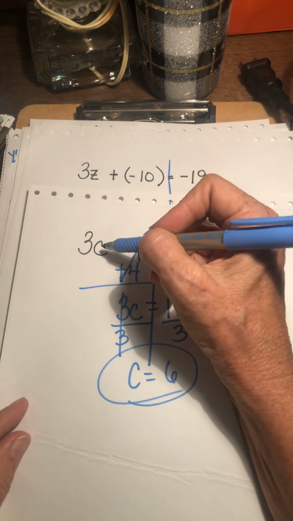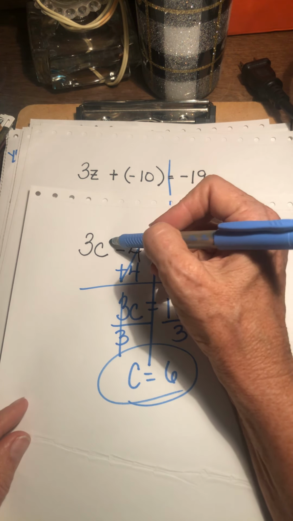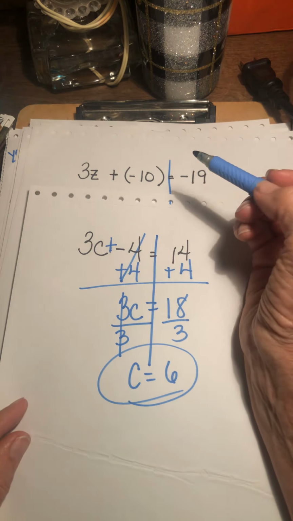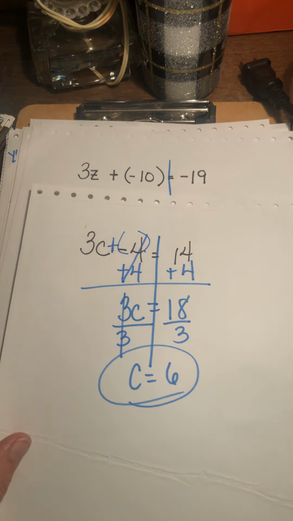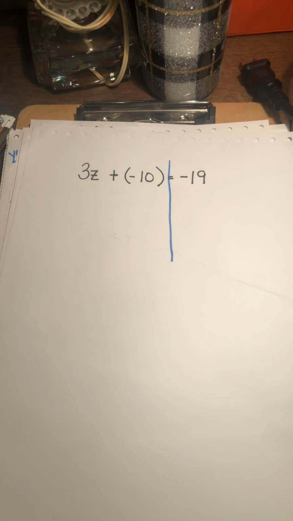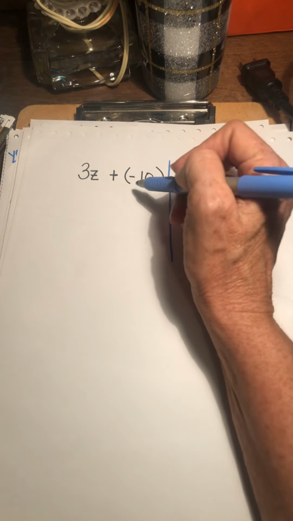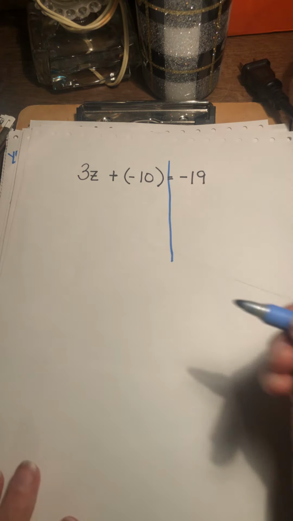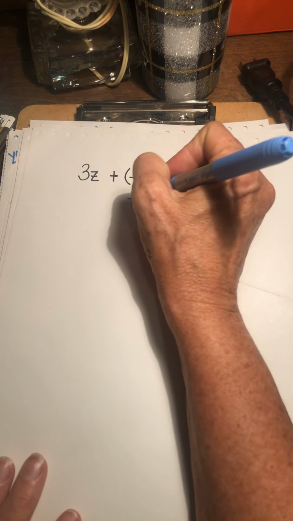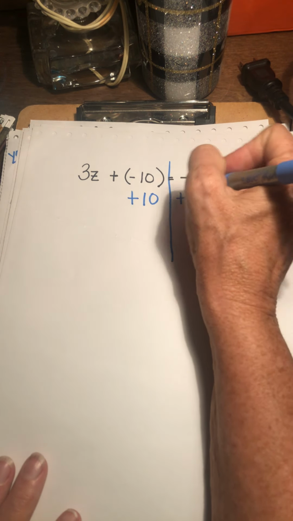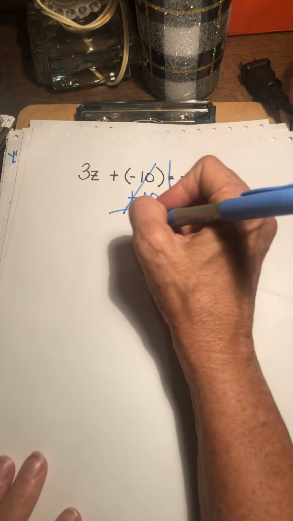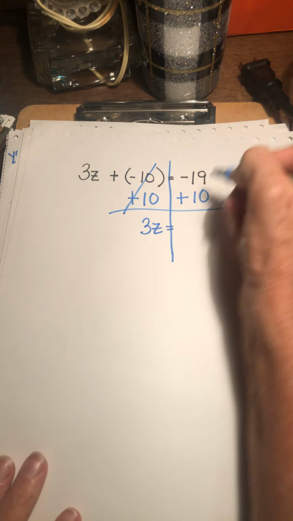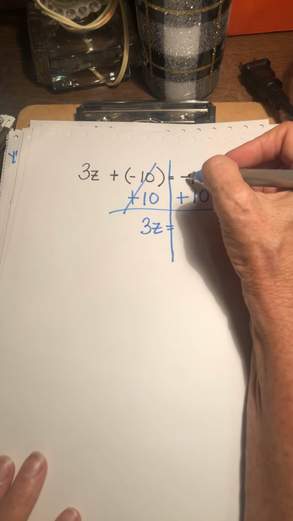But look, I could have rewritten the same question, 3c plus a -4, and I could have gone like that. It would have been the same thing, so I don't want that to really confuse you too much. So right now, I have a -10. What do I do? I do its opposite. So it's a +10 on both sides. This goes away, just like we've been doing. 3z on this side.